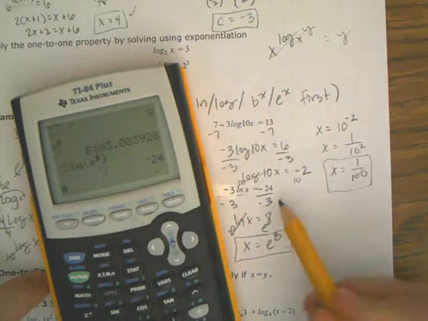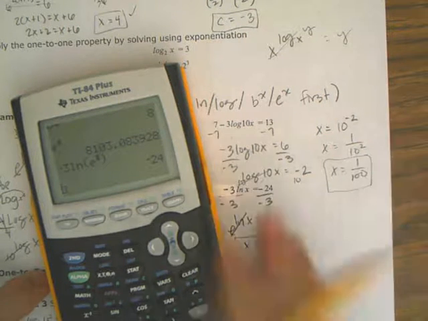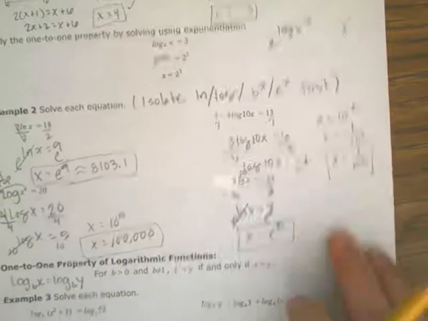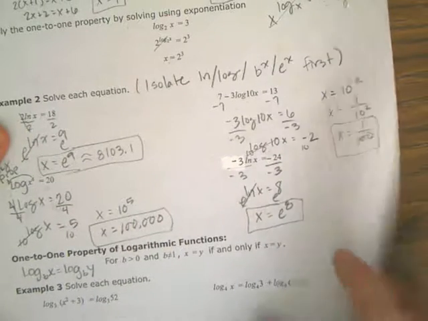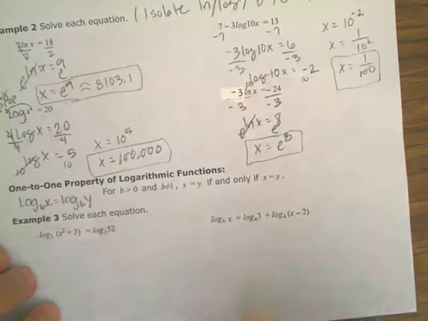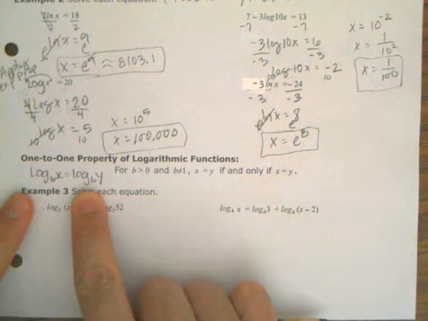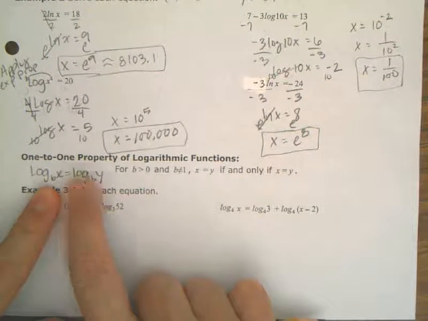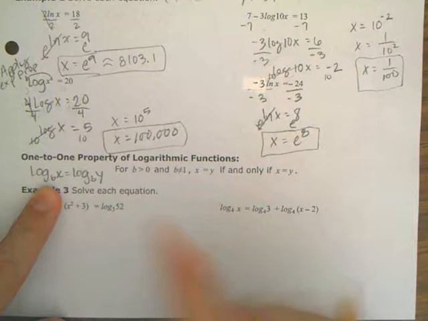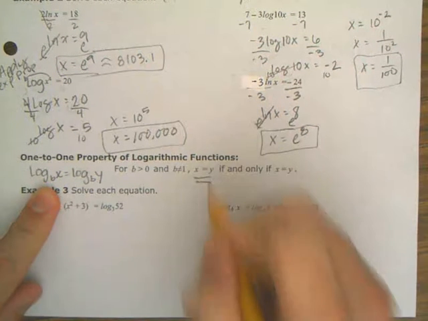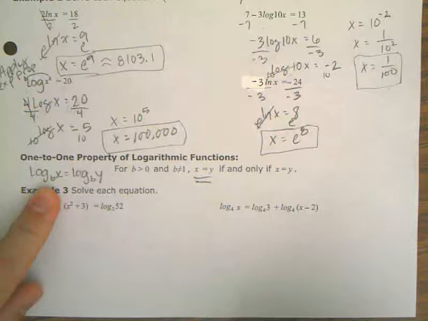Alright, the one-to-one property applies for logs as well. If you have log base b of x equal to log base b of y, then x must equal y. Alright? So that's very, very nice. This part should probably be written right there. I'm sure it got fixed on your notes.